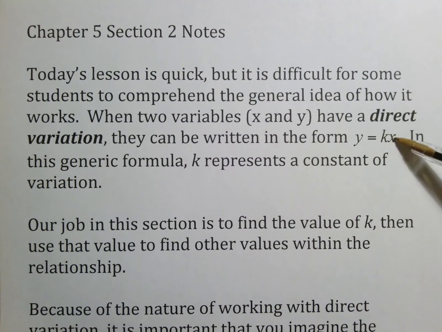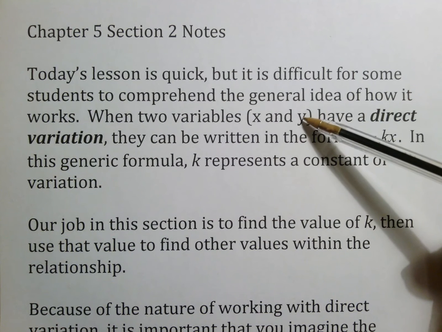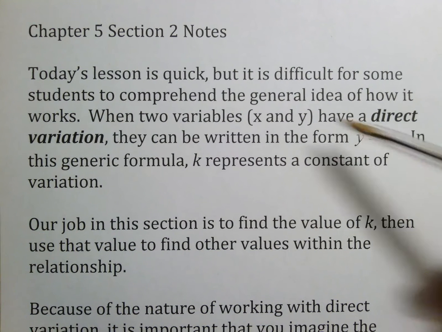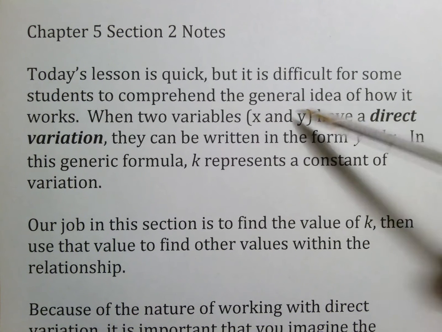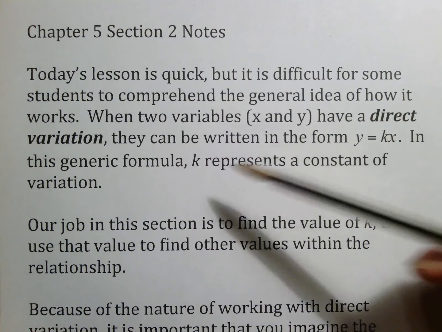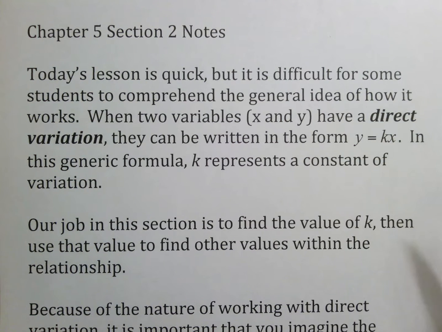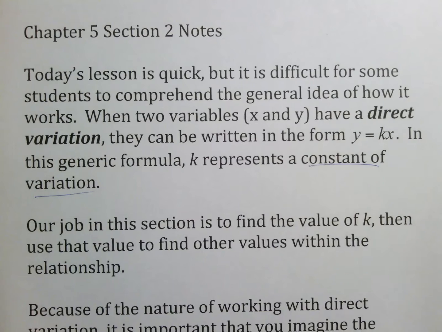equals kx. Now you notice that y is typically your dependent variable, x is typically your independent variable, and we simply attach the letter k, which represents a constant of variation. That is the definition of k. Anytime you see it as a constant of variation, k is typically your general algebra notation for constant, something that does not change. But again, y equals kx is a direct variation.